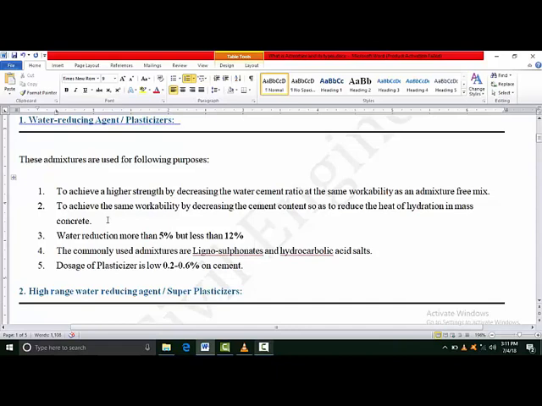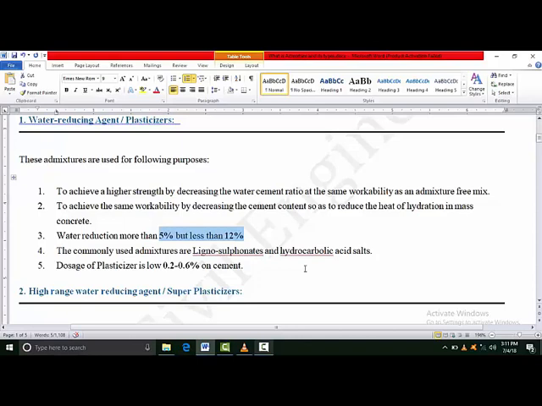How much water should be reduced? There is a percentage: if you use the plasticizer, this chemical admixture, the water reduction should be more than 5% and less than 12%. It should not be less than 5%; it should be more than 5% and less than 12%. This is the limit of its water reduction. And the second benefit I have left out.